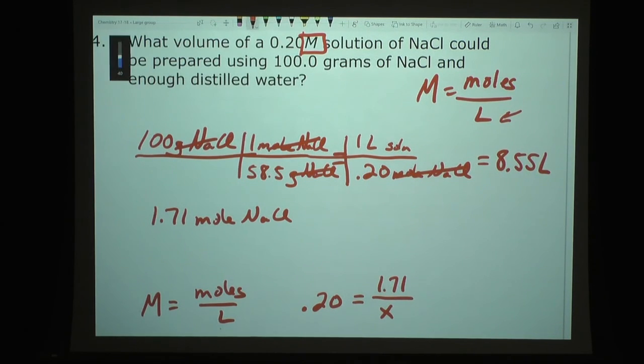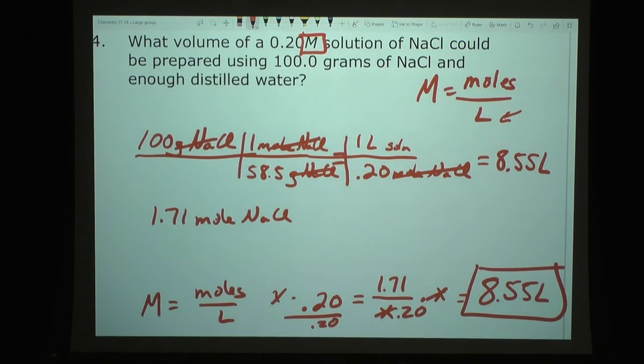You could set up an equality, solve for X, cross multiply and divide. You could try to erase that. Oh yeah. I could get X on top, divide by 0.20. Any way you slice it, 8.55 liters. Molarity is your ratio of moles per liter.